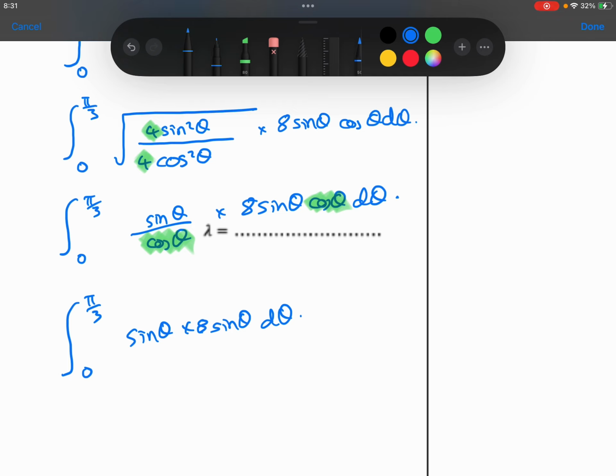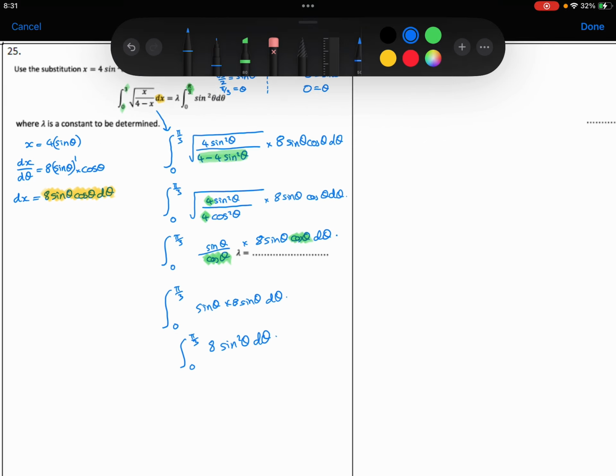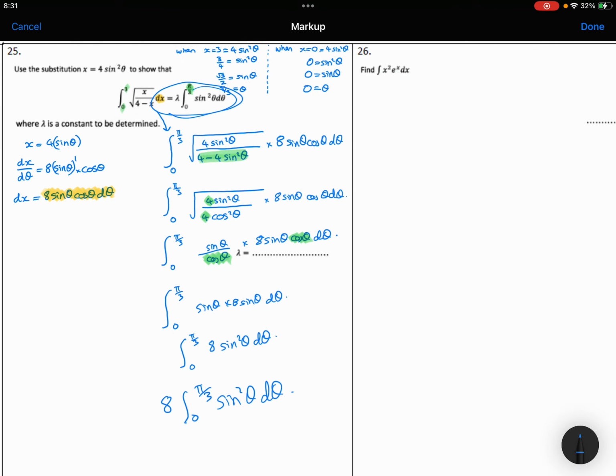d theta, or 8 sine squared theta d theta. And just to make this look like what we wanted at the beginning, I can factorise an 8 outside, so lambda is 8 in this question. And there we go, that's question 25 done. We have shown with all of the steps how the substitution x equals 4 sine squared theta turns that integral in the x world into that integral in the theta world.